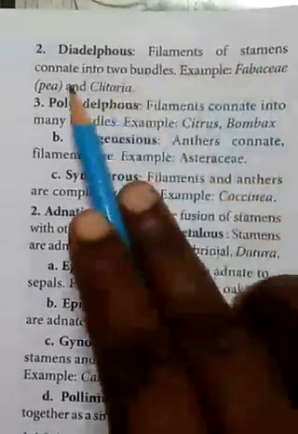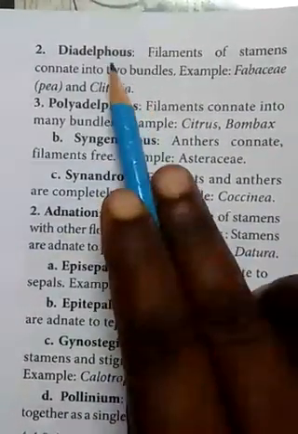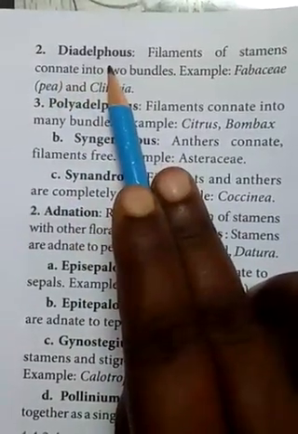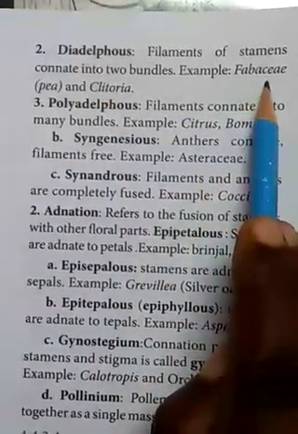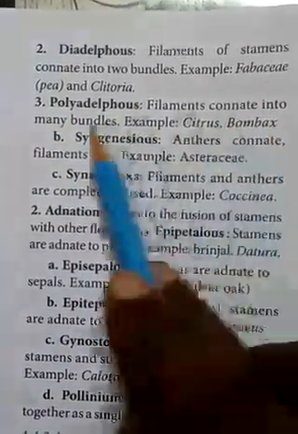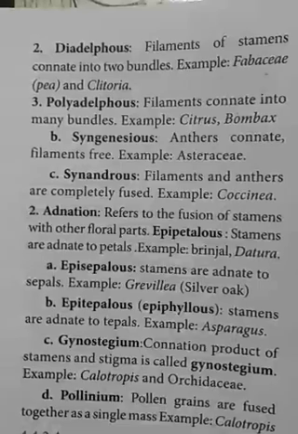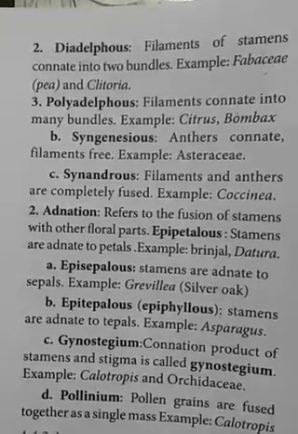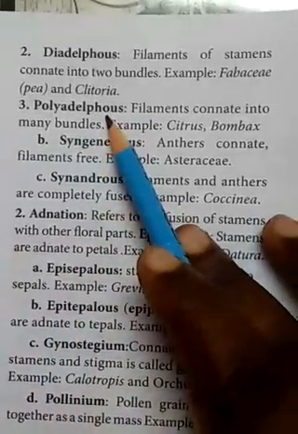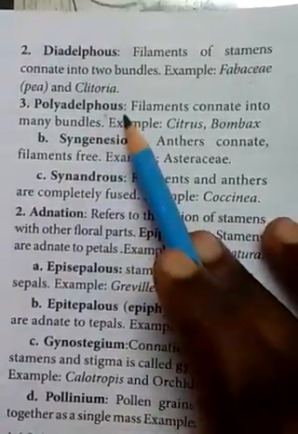When the filaments of stamens fuse together and form two bundles, it is called diadelphous. Example you can find in Fabaceae, pea and Clitoria. Polyadelphous: the filaments fuse into many bundles, for example citrus and bombax. So here we have studied Adelphy. There are three types. Monadelphous, that is, all the filaments fused to form one bundle.